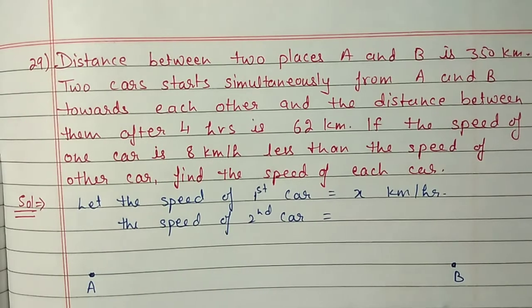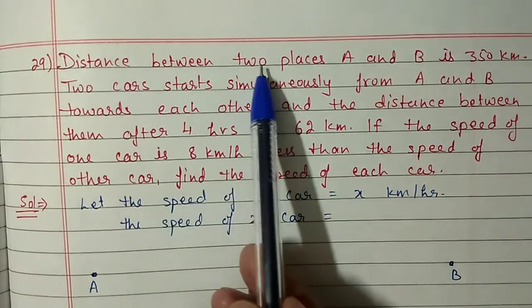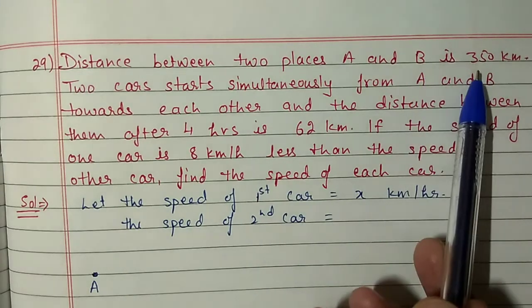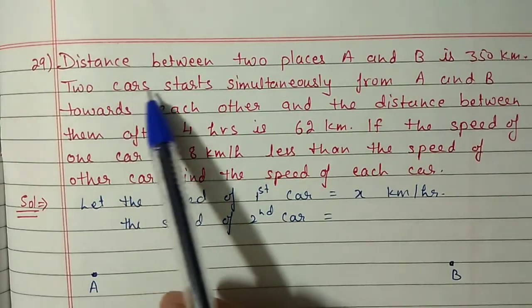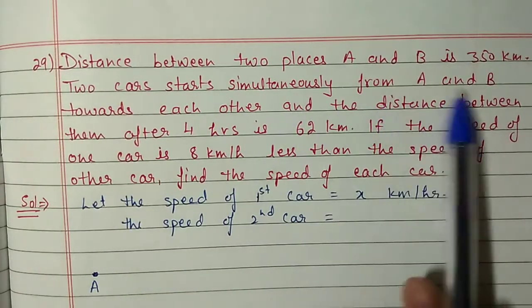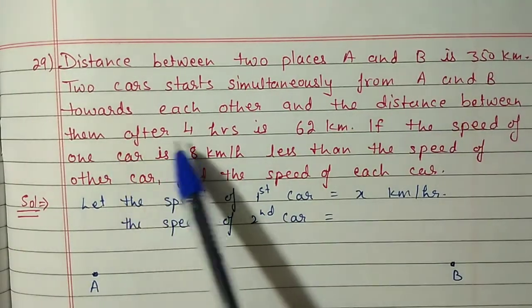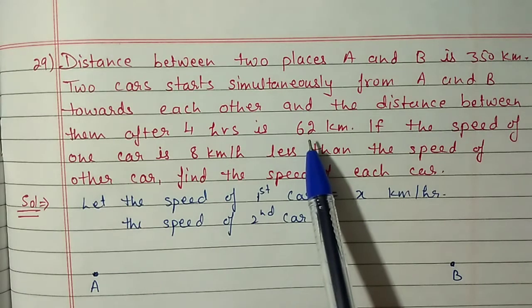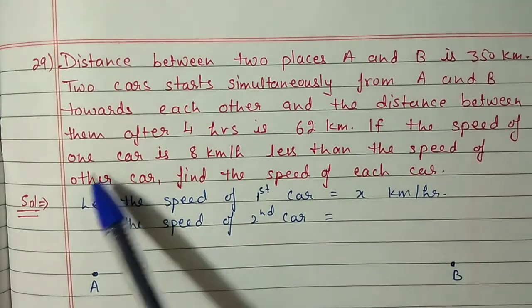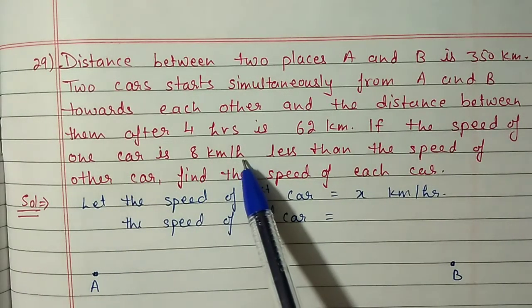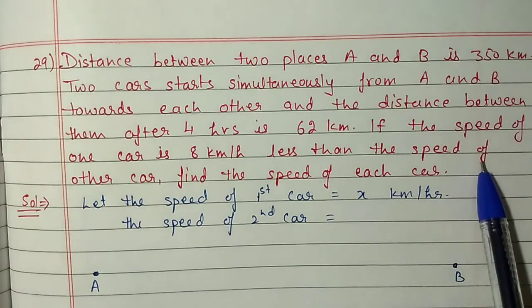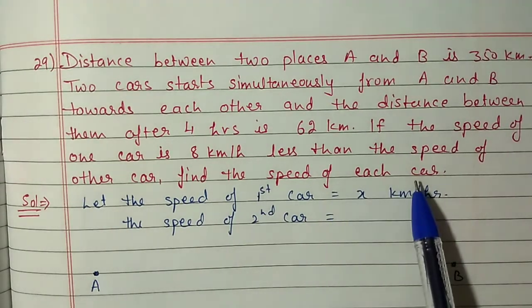Next, question number 29. Distance between two places A and B is 350 kilometer. Two cars start simultaneously from A and B towards each other, and the distance between them after 4 hours is 62 kilometer. If the speed of one car is 8 kilometer per hour less than the speed of another car, find the speed of each car.